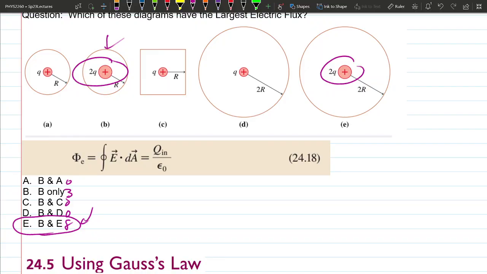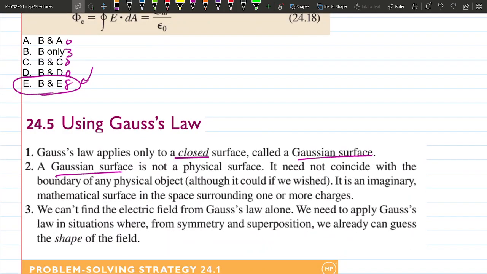You decide what surface you want to calculate this electric field on. But what's important is that this Gaussian surface is an imaginary thing. The other thing is that you cannot find the electric field from just Gauss's law alone.